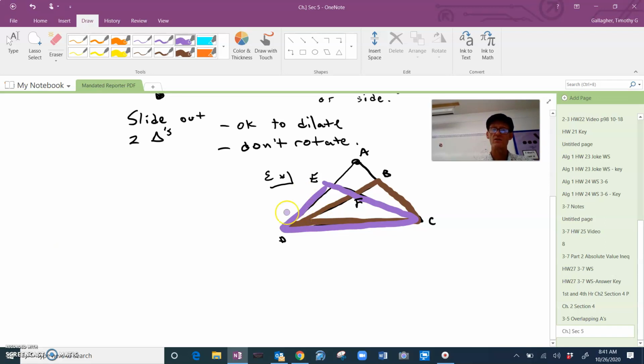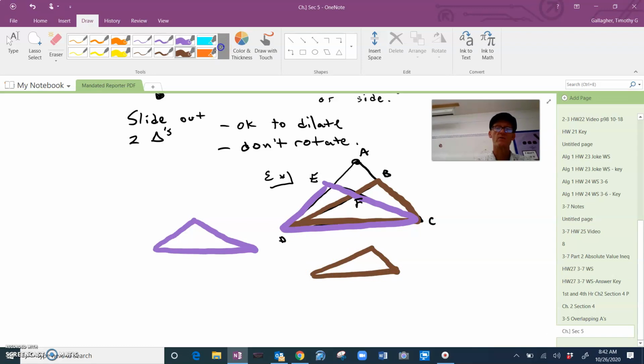So again, you're going to slide out the two triangles. You can do it in your head or whatever, but the idea is to dilate them if you want. Just try not to rotate them. There's the purple one and the brown one. And then we can label them. This is D, point D right there. This is point E right here. This is point C right here. This point right here is D. This one is C. And this is B.